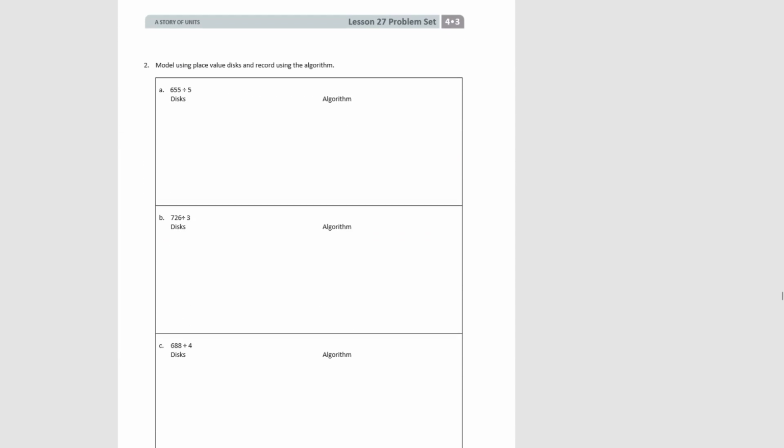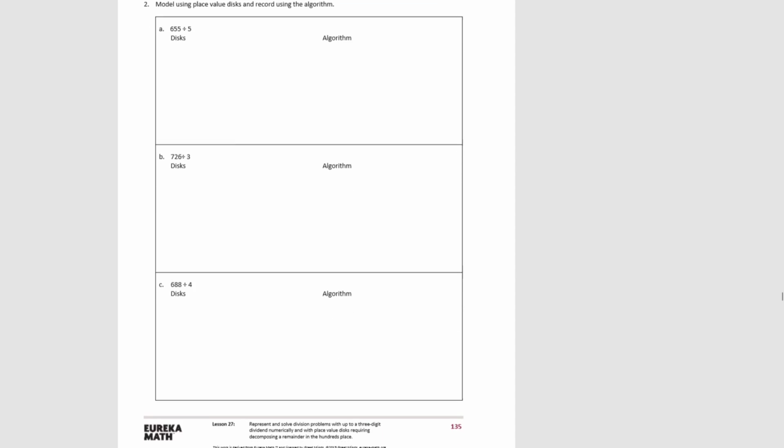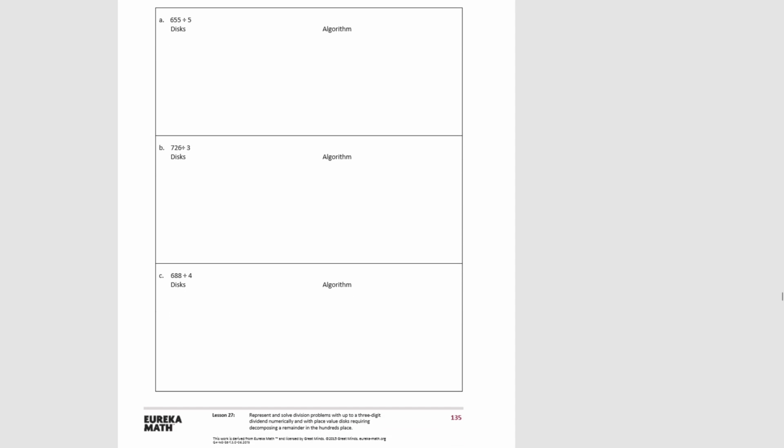So let's go on to number 2. Now for this one, it tells you to model using place value disks and also record using the algorithm. So stop the video and try A. Okay, for A, for our place value, we show our dividend. We're making 5 groups.